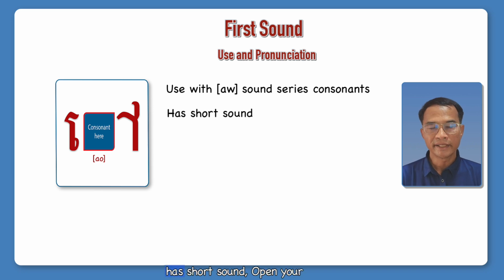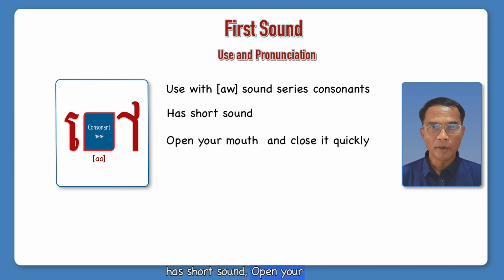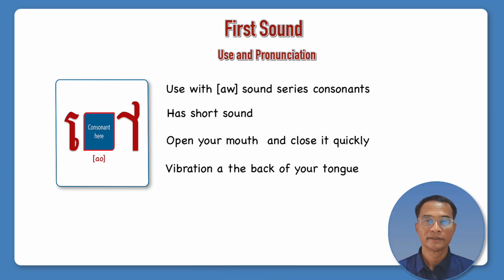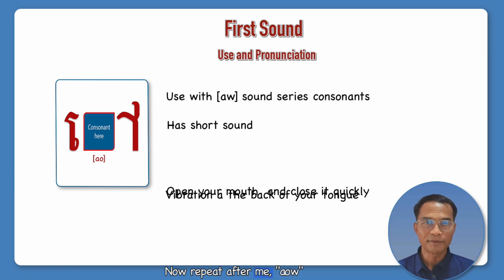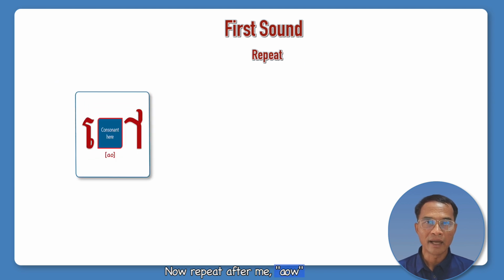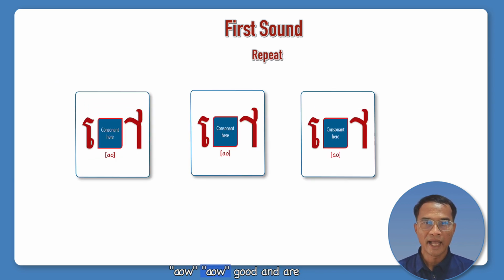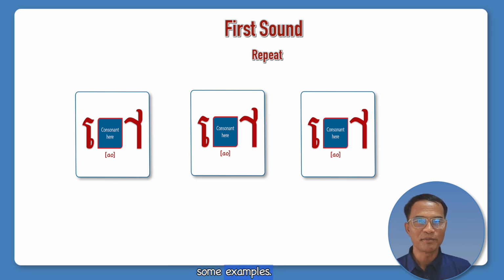Ow has short sound. Open your mouth and close it quickly while you pronounce this vowel. You should feel vibration at the back of your tongue. Now, repeat after me. Ow, ow, ow. Good. And here are some examples.